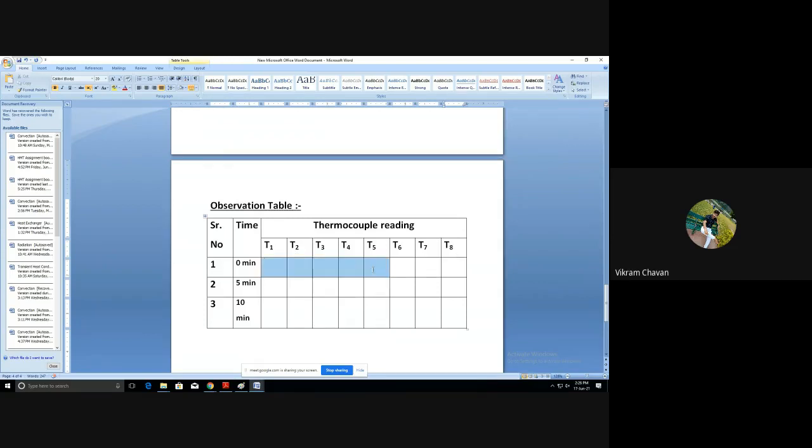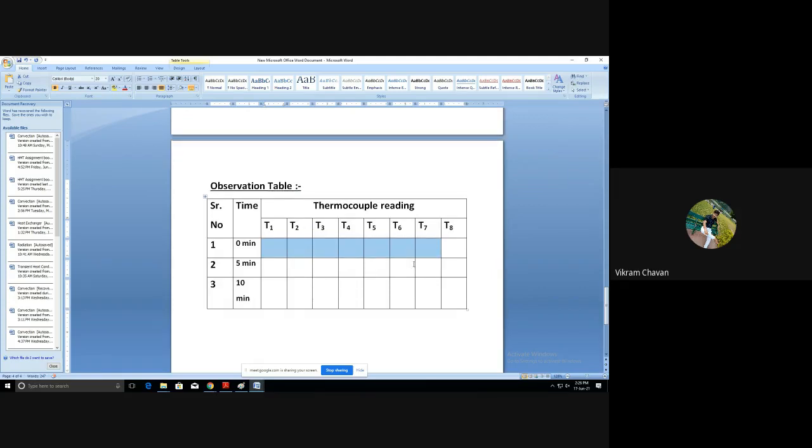So we have to take these thermocouple readings, up to what limit? Up to the condition that when we get the steady state temperature, that final reading will be considered for the calculation purpose. And further, we have to move ahead for the calculation of h by using Newton's law of cooling and by using the dimensionless numbers.